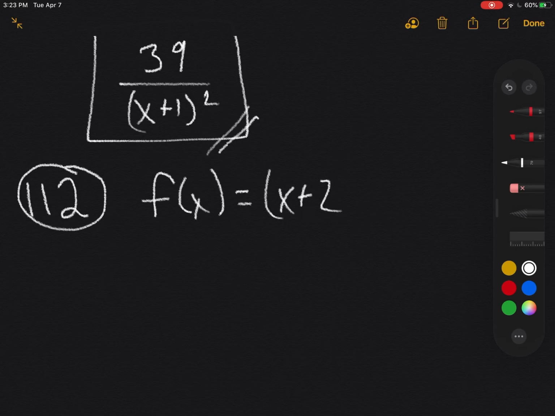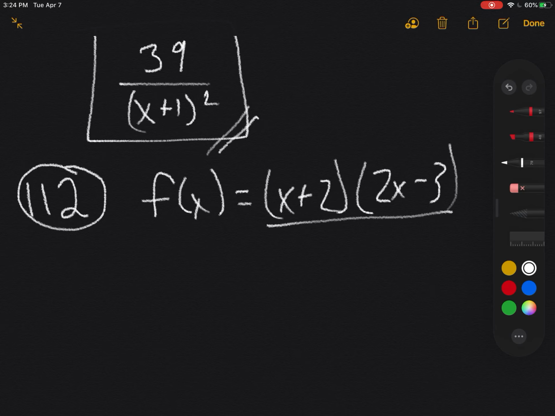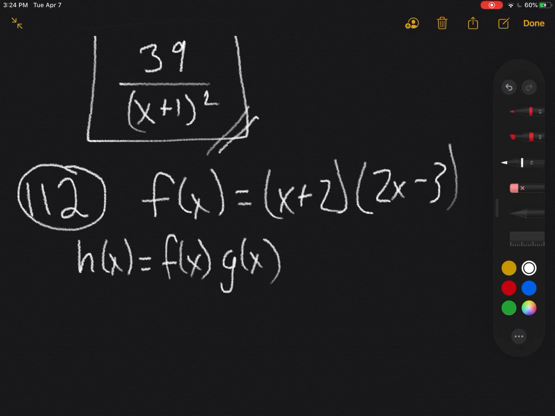So 112, they give us this function. F of x is equal to (x plus 2) times (2x minus 3). I could choose to combine these together and then take the derivative afterwards of a long polynomial using only the power rule, but that's going to give me a lot of room for algebra mistakes. So instead, I'm going to use the product rule.